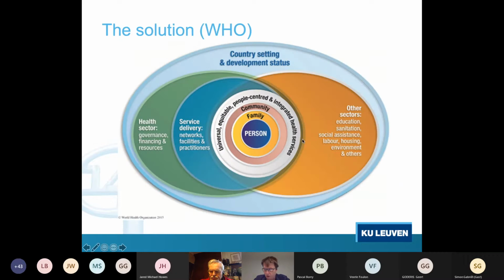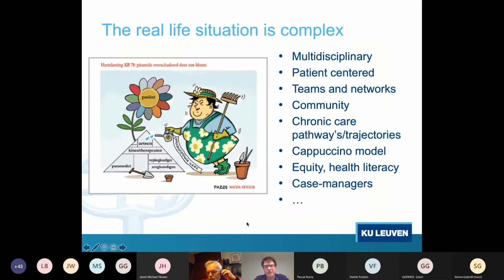And of course, there are a lot of concepts also, putting the person in the center of the care, the whole story about the community, the whole story of tailoring the care around the patient. There are very good conceptual documents about that, but still the real life situation is very, very complex.